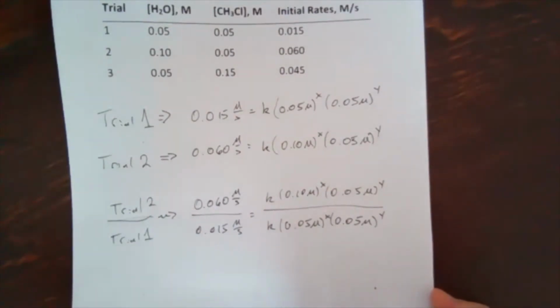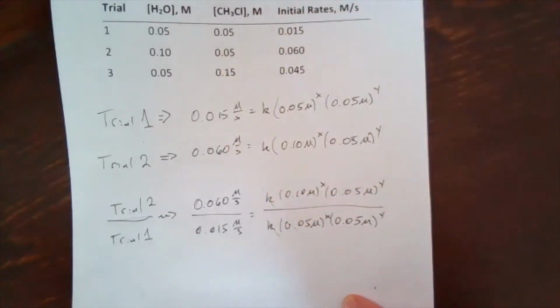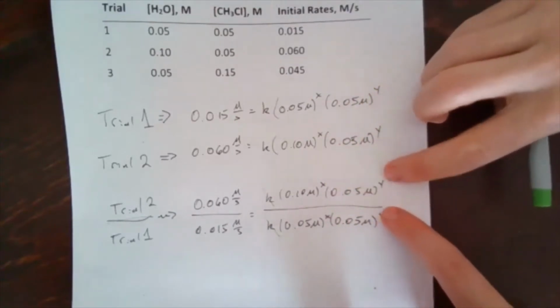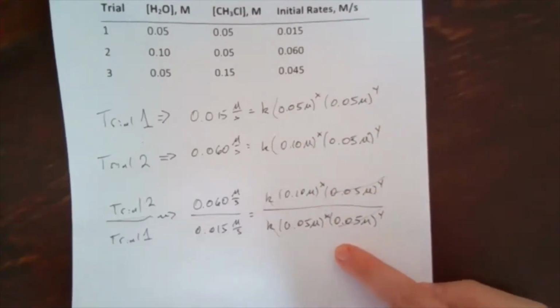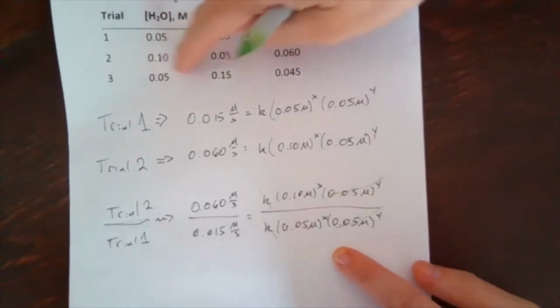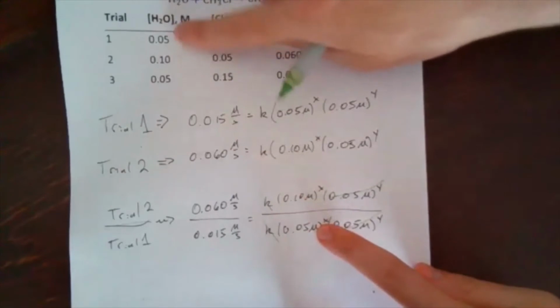The reason why I set it up like this is we can see there's a decent number of things that are going to cancel out. Namely, those K's are the same. This whole 0.05 molar to the Y, 0.05 molar to the Y, I don't know what those Y's are, but 0.05 molar to the Y equals a constant value. These cancellations were intended when I set up the reactions this way. You can see the only thing that's left is the concentration of water.